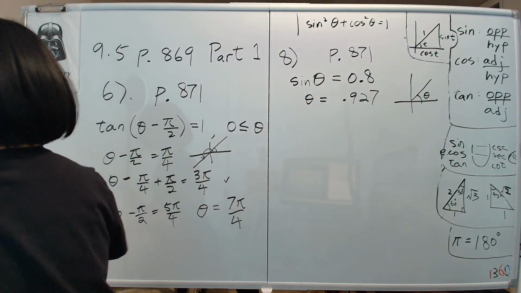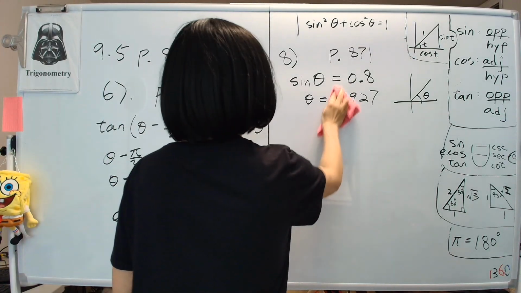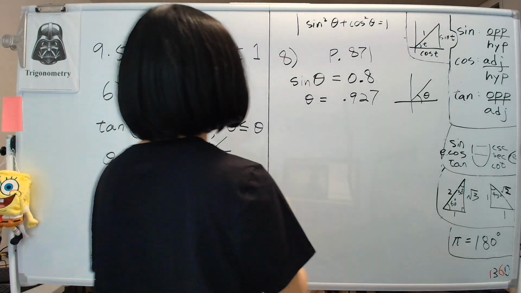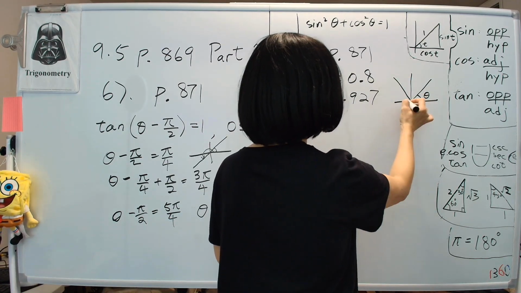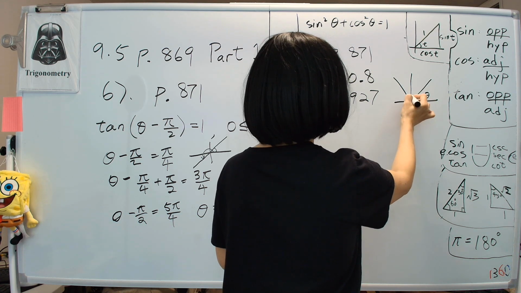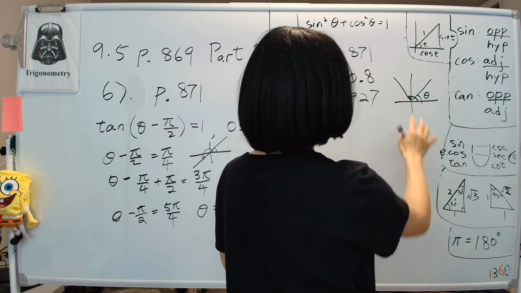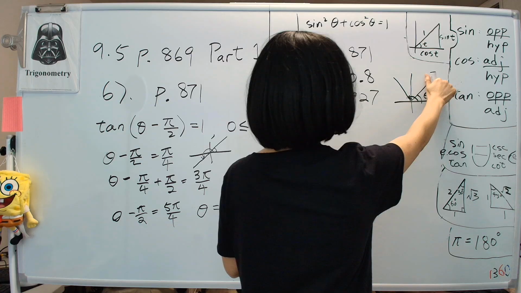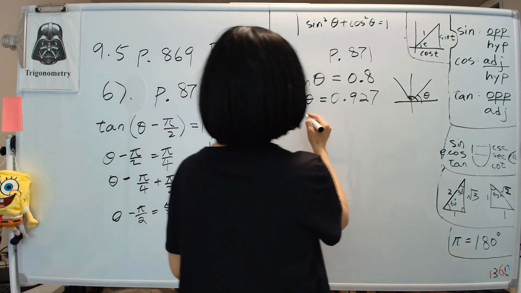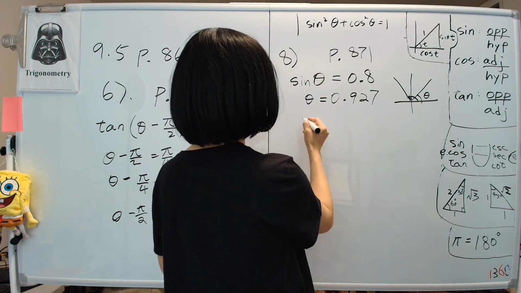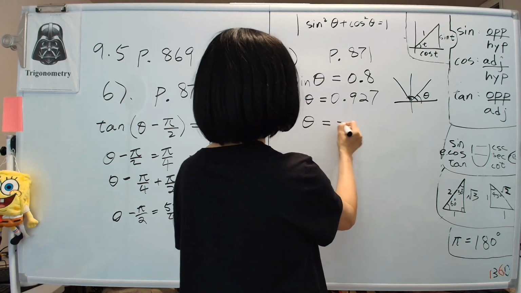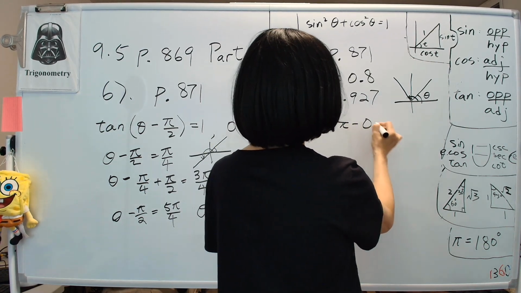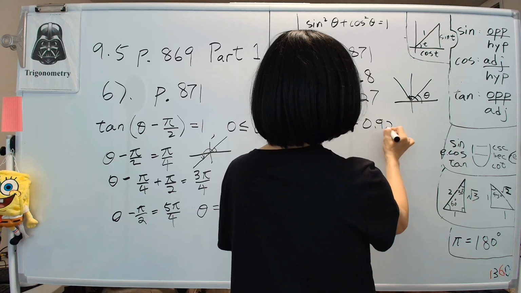And as always, if theta is 0.927, which is in the first quadrant, then, being that the sine value is positive, there is another angle whose sine value is also positive, which is going to be on this side, where the y value is positive. So theta equals 0.927, that's one solution. The other solution is theta equals pi minus 0.927. That's the other answer, okay?